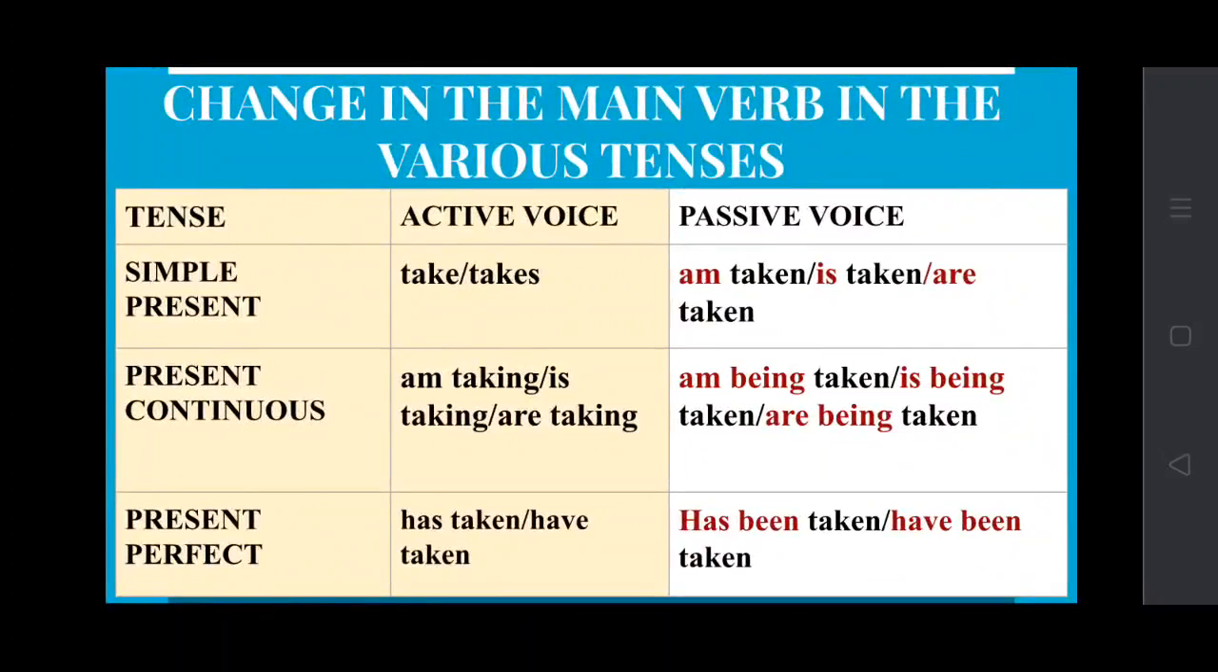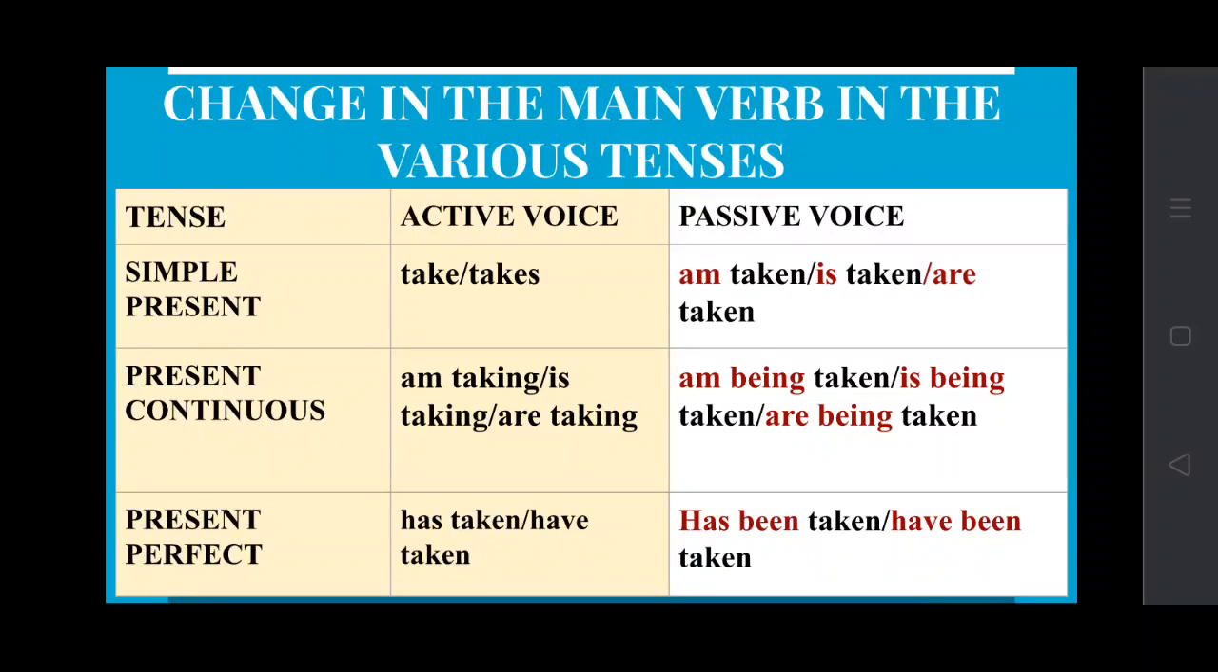Now, how does the verb form change according to the tense in passive voice? When the tense is simple present, the verb form is the first form of the verb. For example, we are taking the verb take in all the cases. So take or takes will be changed as, if it is with I, we'll write am taken, or if it is she or he, we'll say is taken, and if it is plural, then we use are taken. So in simple present tense, the passive form of the verb becomes is, am, are plus the third form.